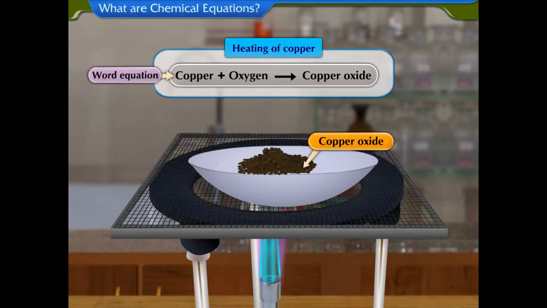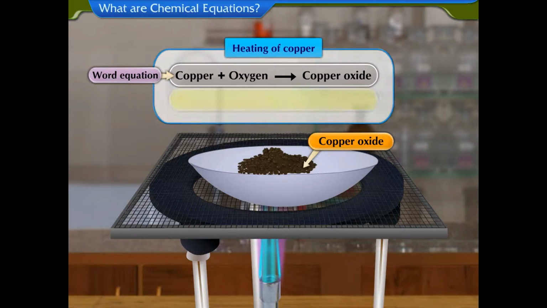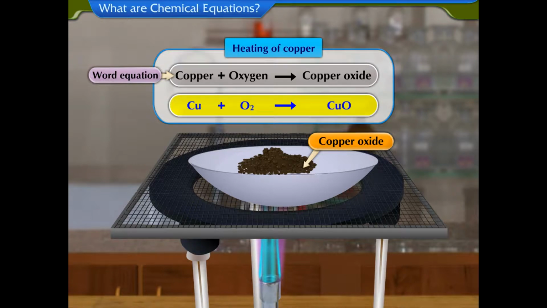We can make this word equation more precise and concise by using the chemical formulae. We can represent heating of copper as Cu plus O2 gives CuO. The representation of a chemical reaction with the help of chemical formulae is called a chemical equation.